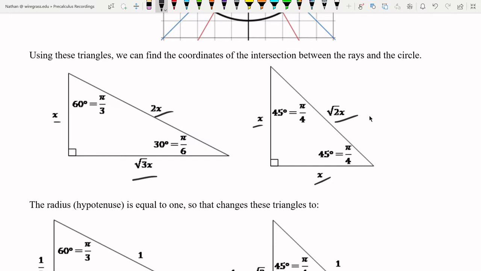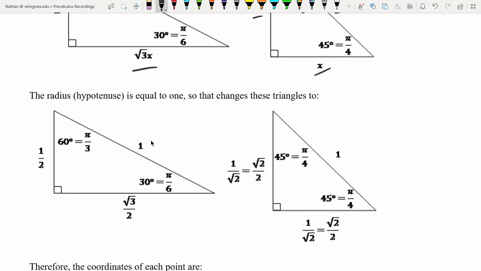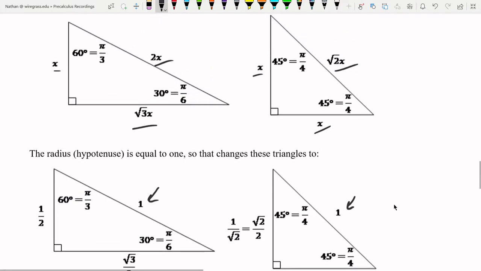Now, it's important to note that for the unit circle, the radius is 1, which means the hypotenuse is 1. So we set those to 1, and the way we can do that is by dividing each one of these things by the radius, or by this thing. So 2x over 2x gives you a radius or a hypotenuse of 1. And then you're going to simplify it. Well, that means this has to be 1/2 because those x's cancel. This one has to be root 3 over 2.